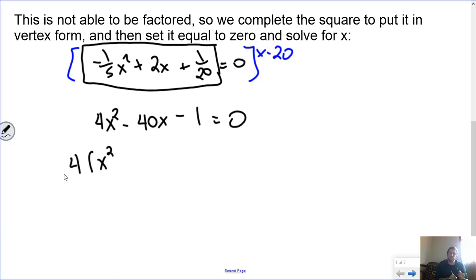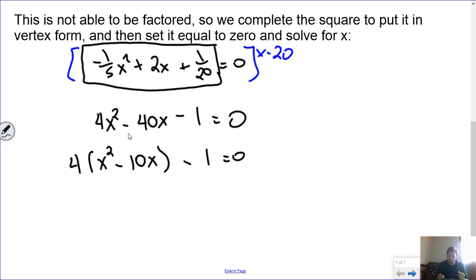So 4 divided by 4 is 1. And we're going to remove it from the x term. So 40 divided by 4 is 10. And then close our bracket, and we still have that minus 1 on the end. So that thing's going to be equal to 0, right?